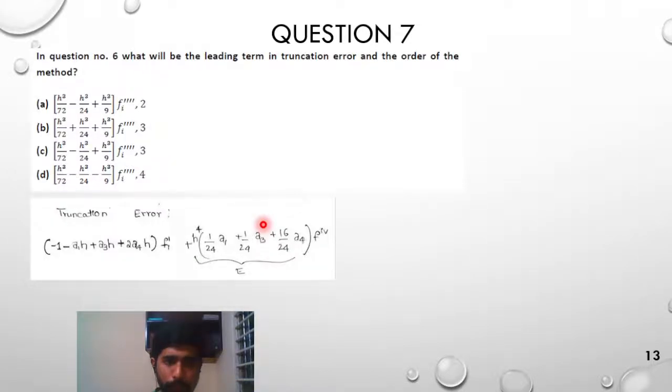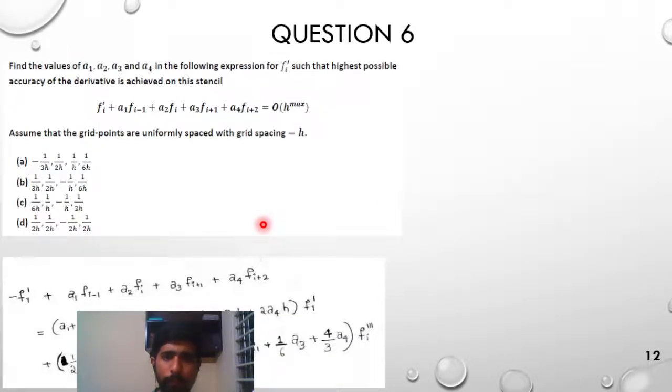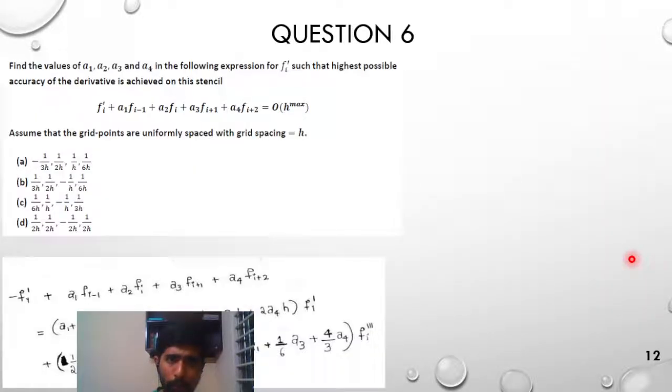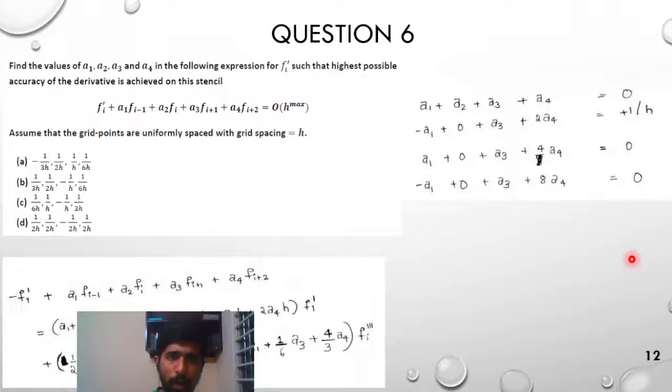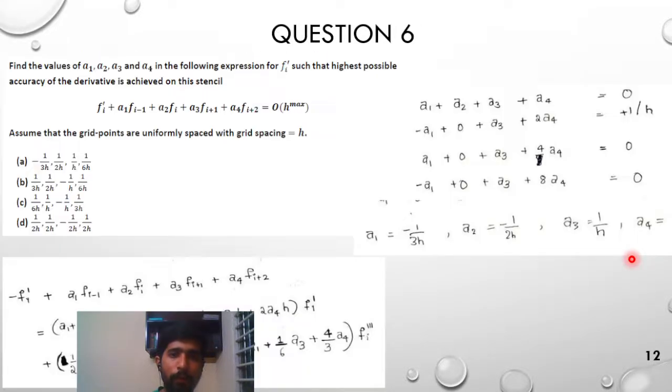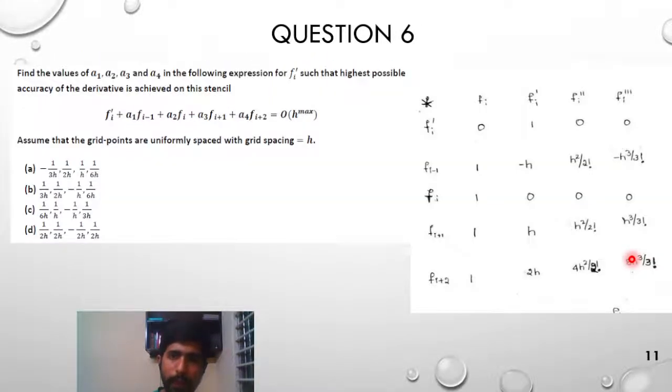For this question, there were around 4 coefficients, so I have taken 4 columns. This was question number 6. So in the Taylor table, you have 4 unknowns, that is why you have taken only 4 columns.